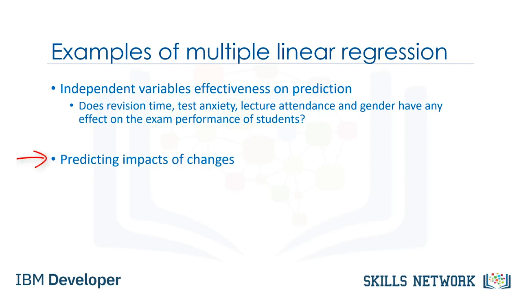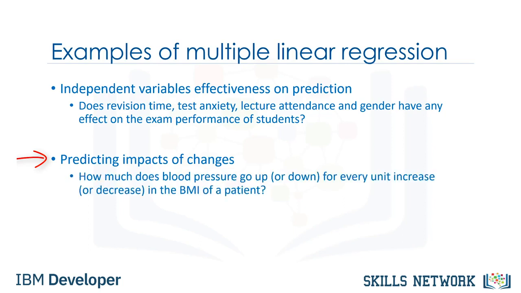Second, it can be used to predict the impact of changes. That is, to understand how the dependent variable changes when we change the independent variables. For example, if we were reviewing a person's health data, a multiple linear regression can tell you how much that person's blood pressure goes up or down for every unit increase or decrease in a patient's body mass index, holding other factors constant.